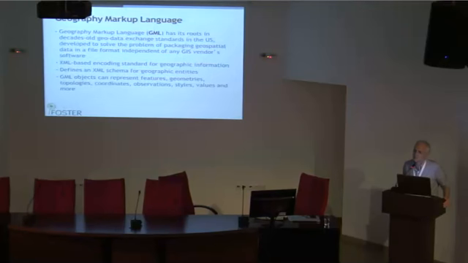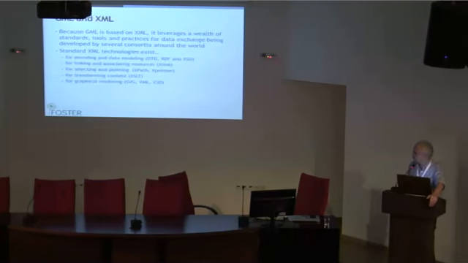So, the underlying technology is XML, and there are some special flavors of XML tailored to the representation of spatial data. One of them is the Geography Markup Language, GML, which is an XML standard for representing geographic entities: polygons, points, lines, and polylines. It also enables you to exchange data, no matter how they are actually stored in any kind of database.